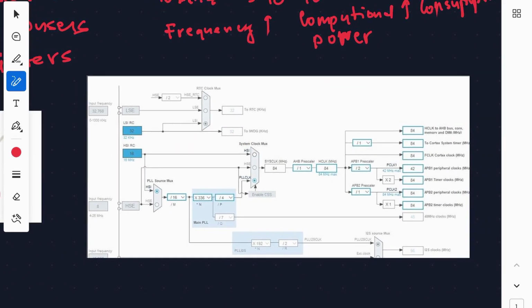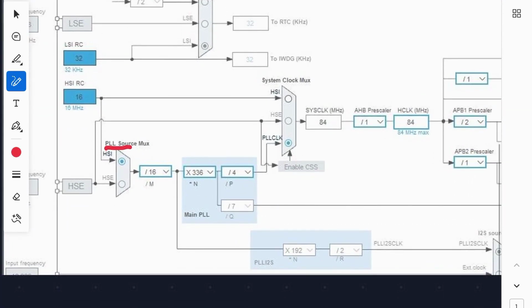The next important thing is that we have PLL, phase locked loop. What it does is that it can increase the frequency. So if we have 16 megahertz as an input to the PLL, the output depends on those numbers. So here we divide by 16, it multiplies by 336. You divide by 4, you get 84 megahertz. Or any other value depending on those numbers.